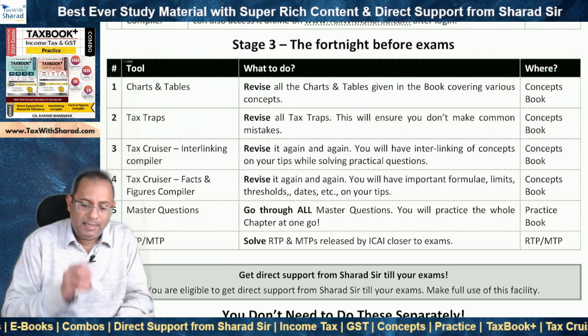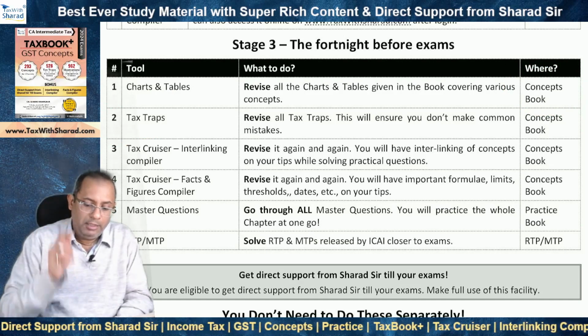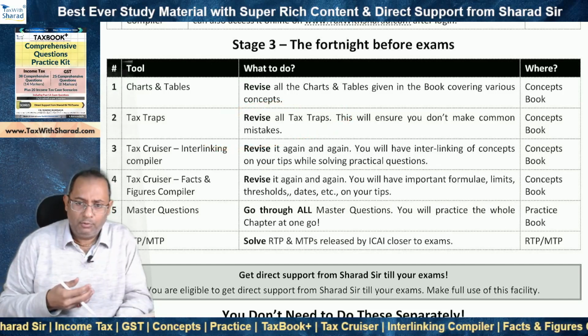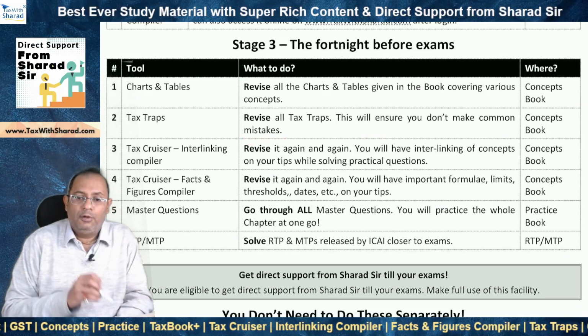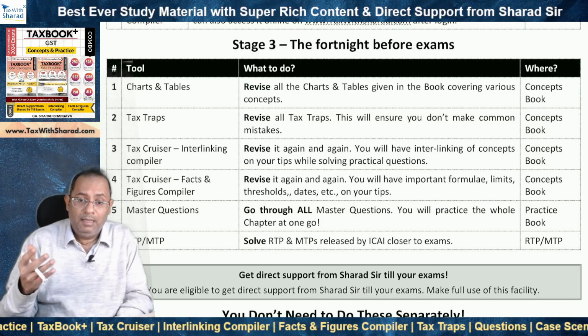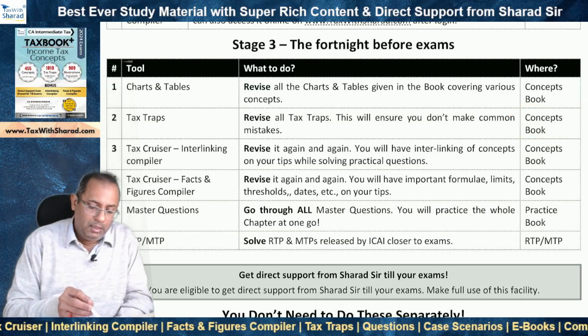Second, once again, tax traps. You had gone through all the tax traps very carefully in stage 1. Now what you need to do in stage 3 is revise all the tax traps. Just go through them quickly. This will ensure you don't make common mistakes and you're aware of the mistakes that can be made, the traps that examiners may lay for you. And these are spread across the concepts book.